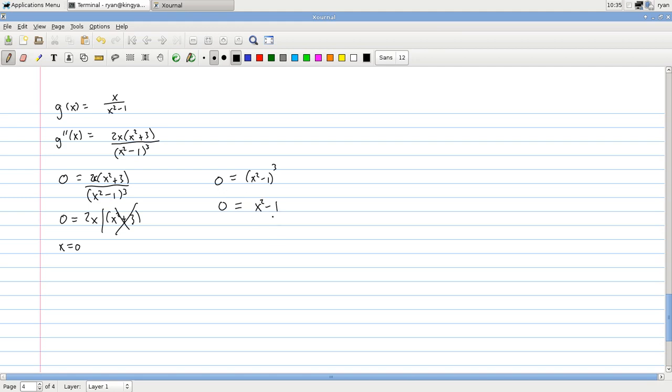To see where it's undefined, on the second equation we can take the cube root of both sides. We get 0 equals x squared minus 1. We can factor this into x plus 1 times x minus 1 equals 0. Splitting this into two separate equations, we get x equals -1, x equals +1. Again, those are the vertical asymptotes on our original function. So we'll do another interval test. We now have x equals -1, x equals 0, and x equals +1 as our critical numbers.